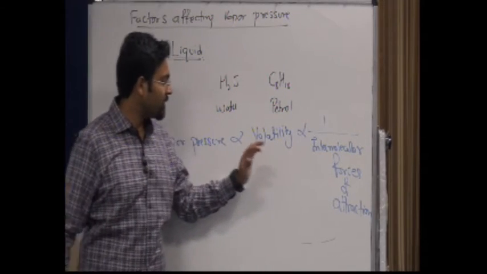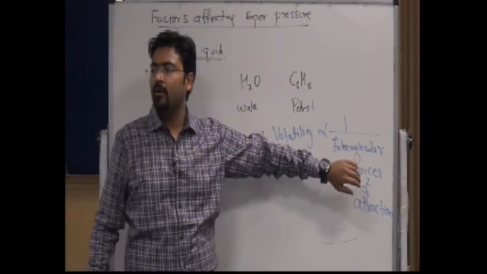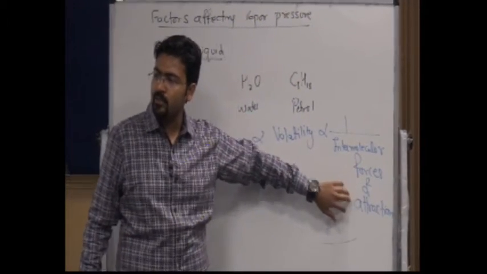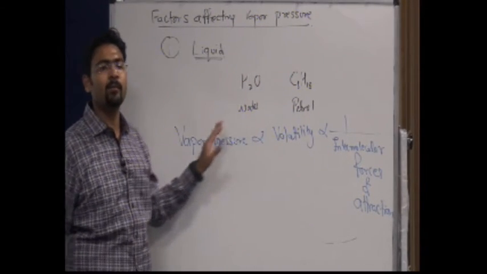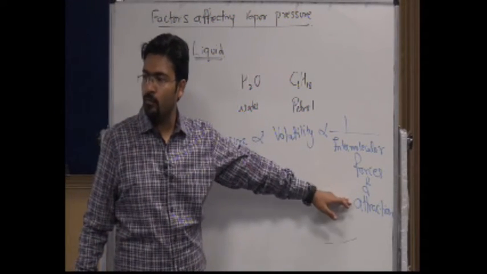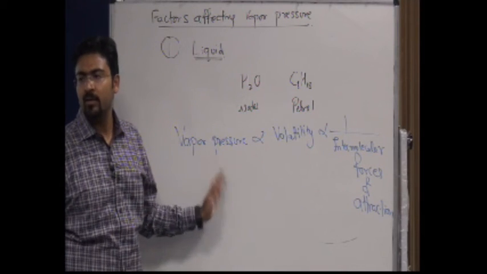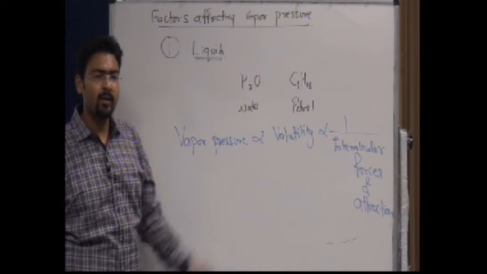So what it really means is that the liquids having weaker intermolecular force of attraction will be more volatile and thereby will exert high vapor pressure. The ones with stronger intermolecular force of attraction will be less volatile and will have less vapor pressure. So that's how we can compare various liquids.